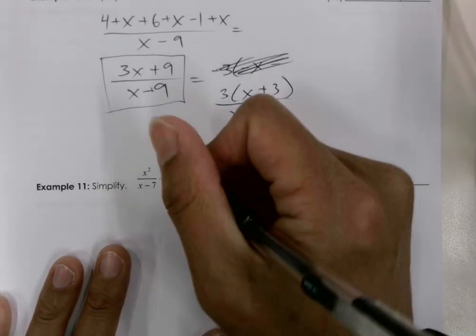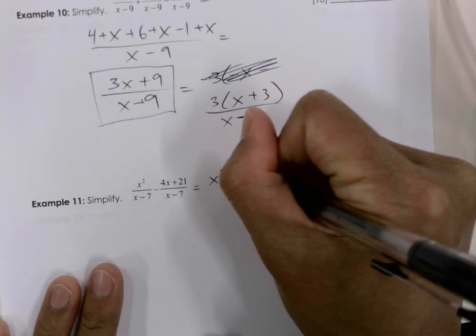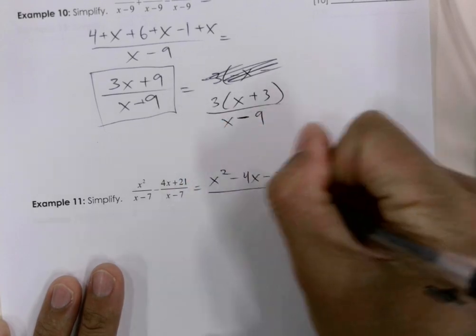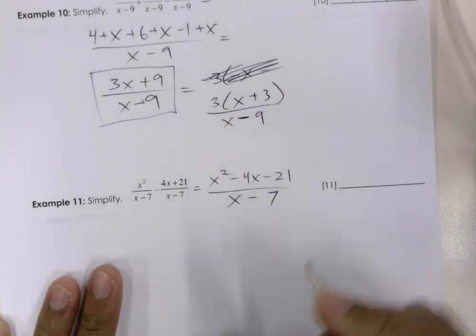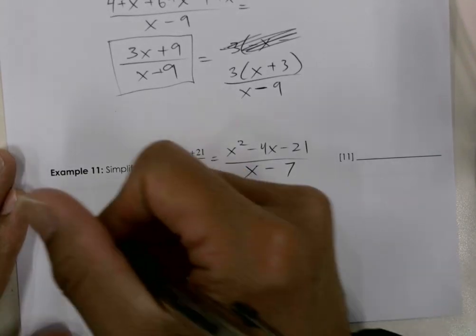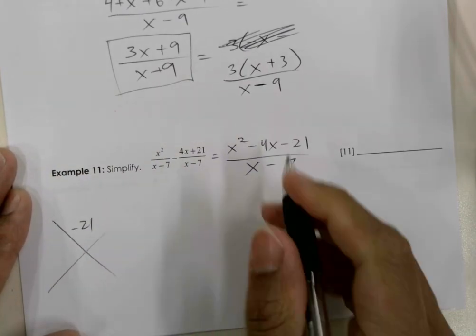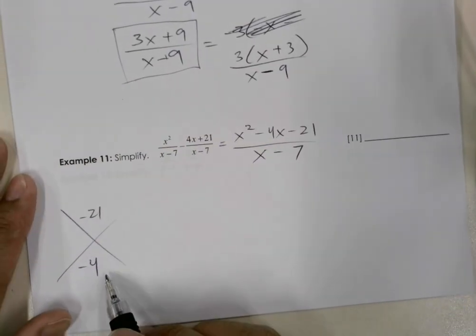So here we have the same issue. We have the same denominator. So we have x squared minus 4x minus 21 over x minus 7. So here now in the numerator we have the quadratic expression, so we're going to factor that. So we got a times c is negative 21, and then negative 4 down in the bottom.